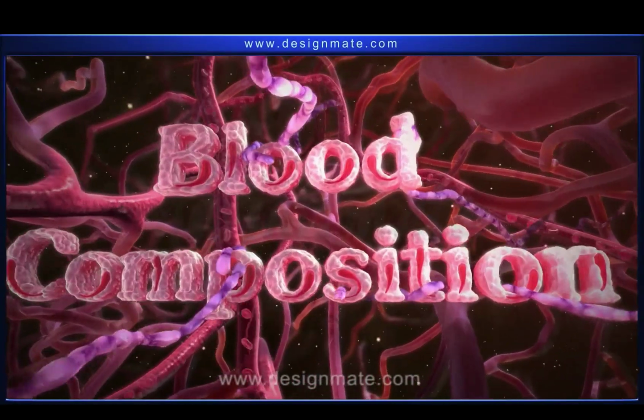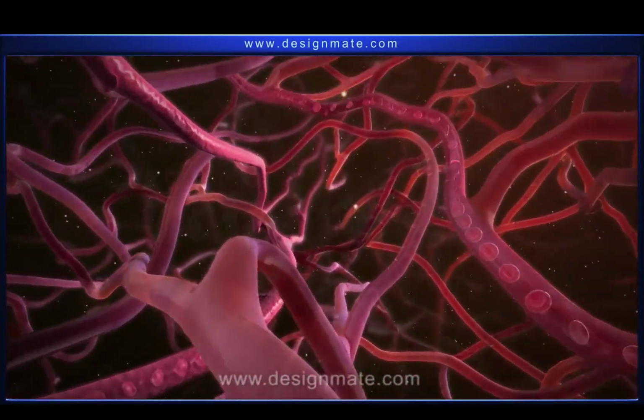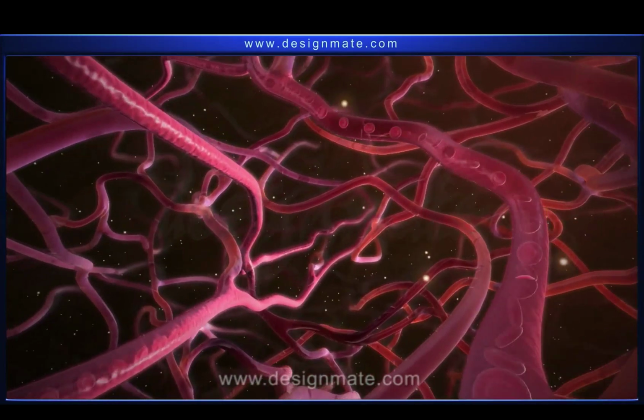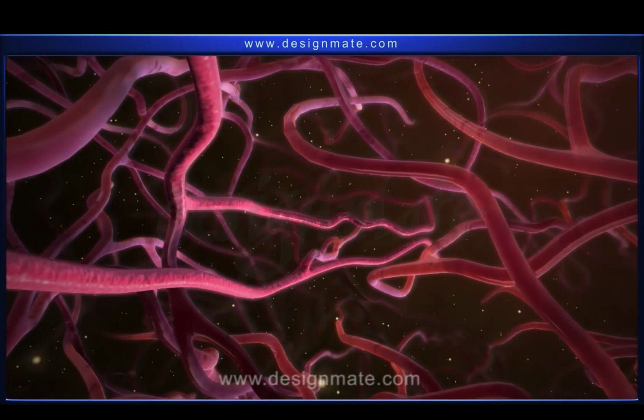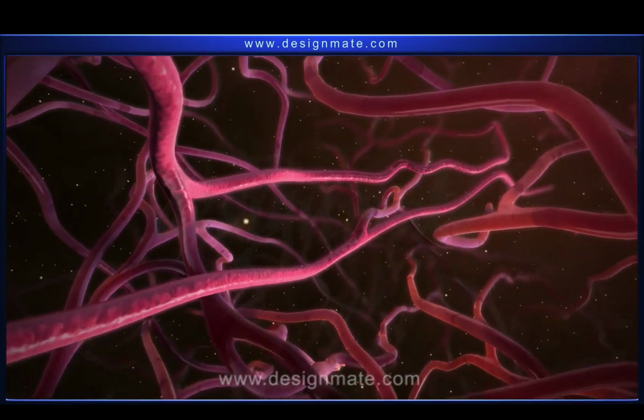Blood composition. We will study the components of blood and the function of each type of blood cell.